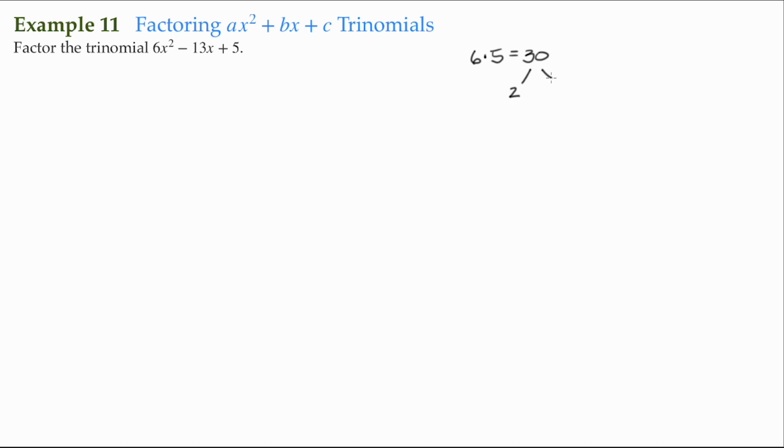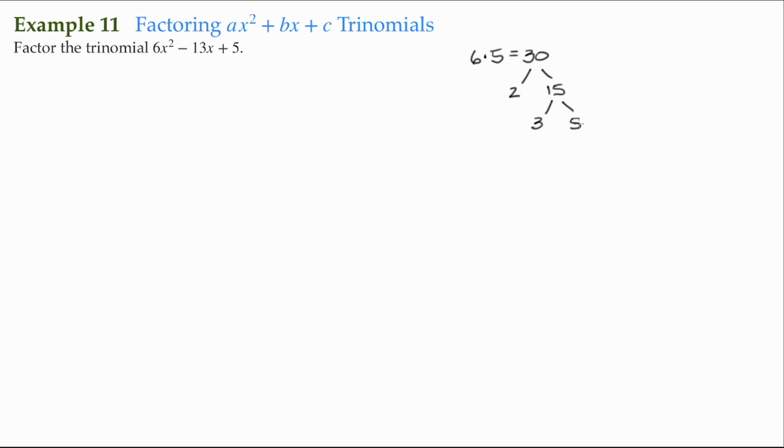That's 2 times 15. Now keep in mind that these can be negative. Negative 2 times negative 15 will give us positive 30, but negative 2 minus 15 is not negative 13. So I'm going to continue with the factoring here. All that's left would be 3 and 5. Now keep in mind that these can all be negative.